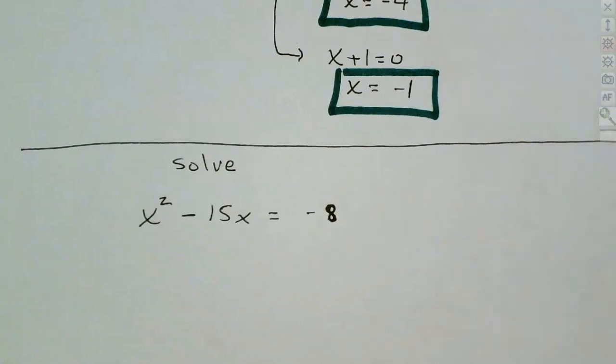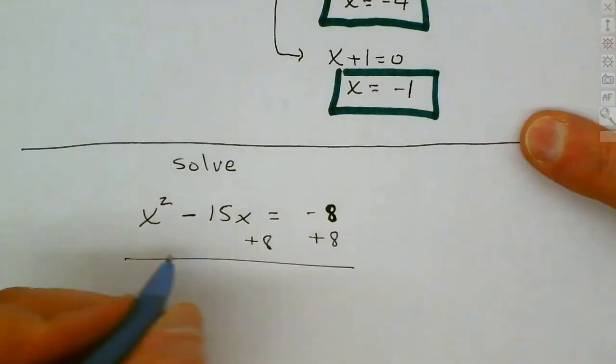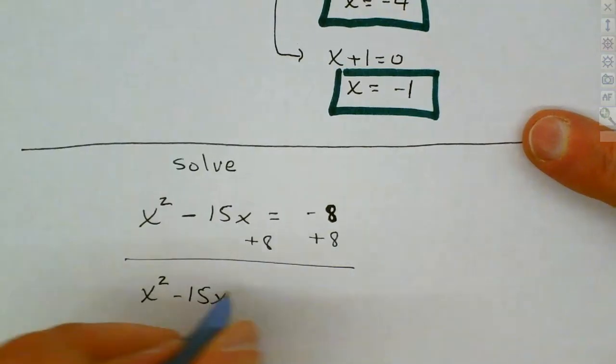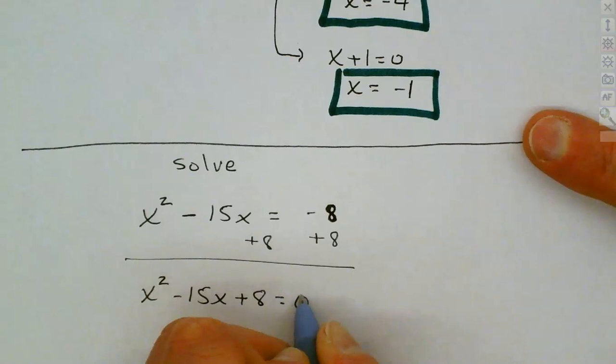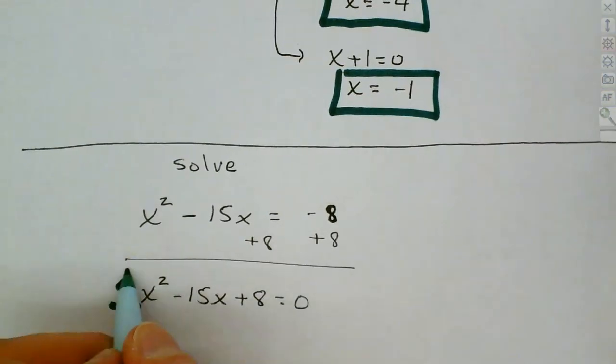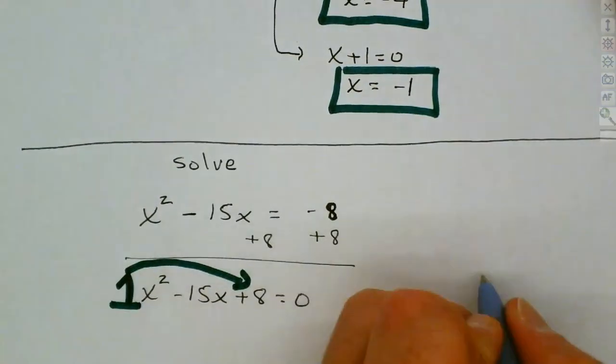But I want you to solve this one. How many solutions do you think this one's going to have? 2. Why 2 solutions? Because it's squared. So what do we need to do? Set this equal to what? 0. So we'll move that 8 over. Now we've got x squared minus 15x plus 8 equals 0. There's no number in front, so we put the 1 there. And then 1 times 8, well, that is a 8.